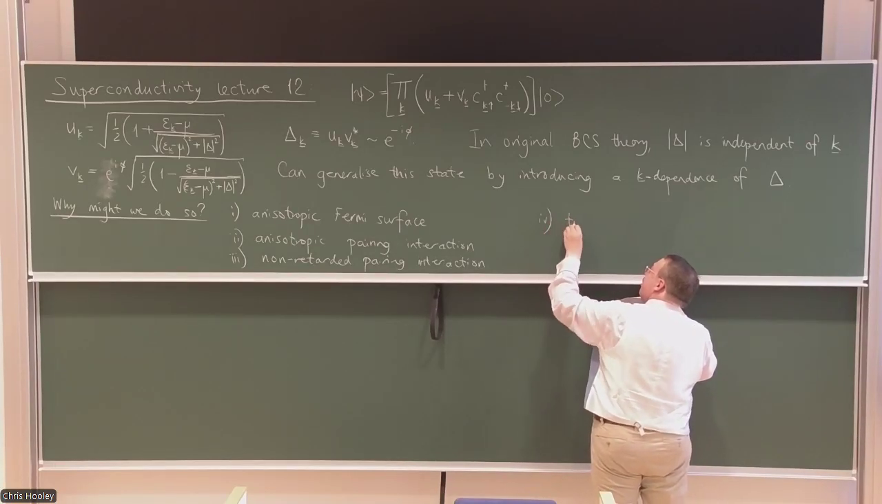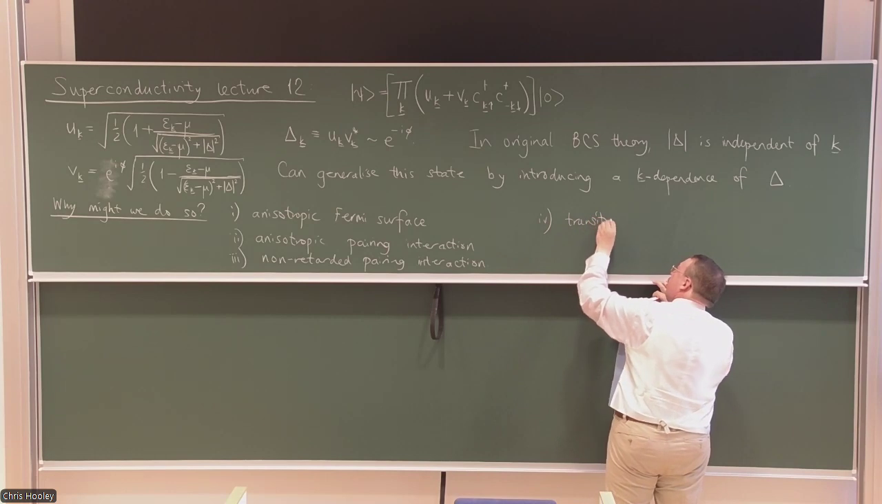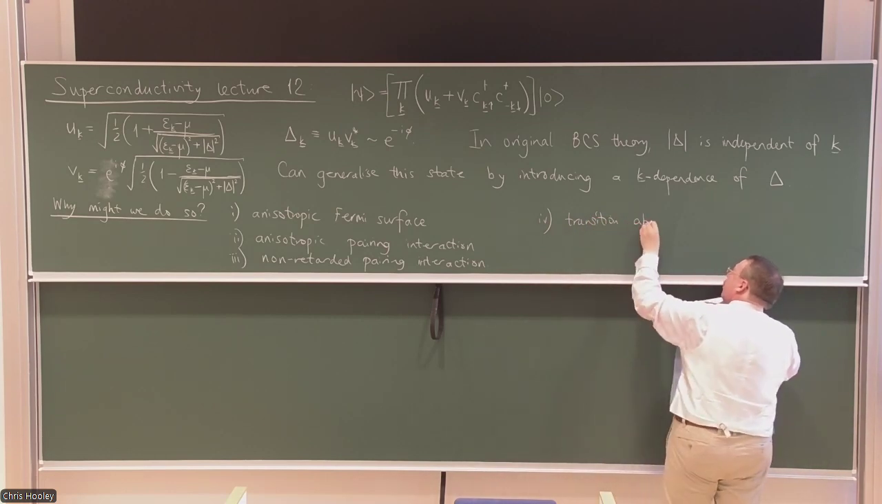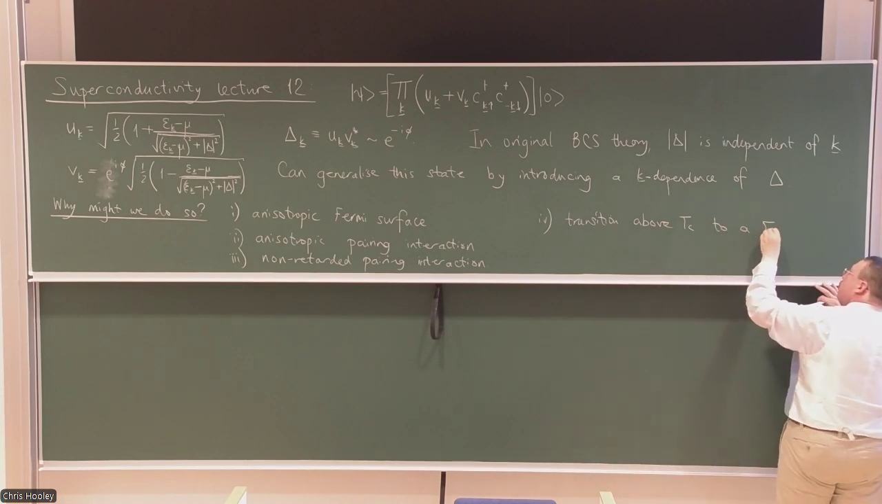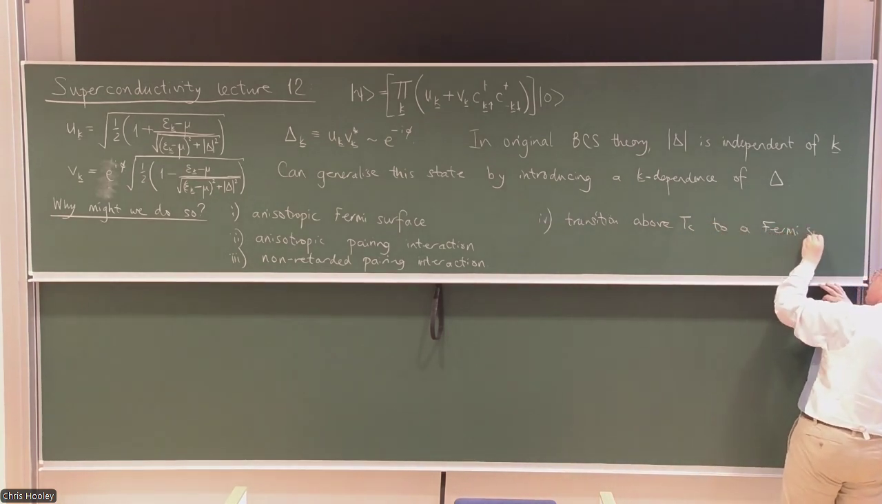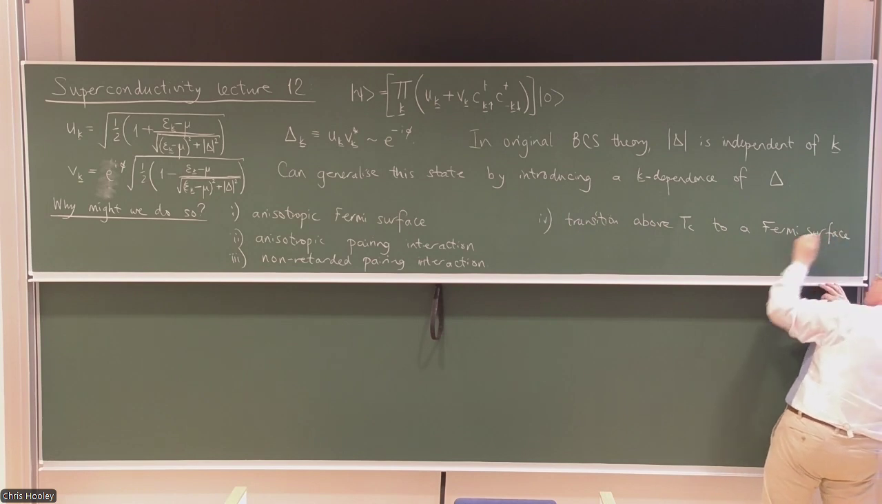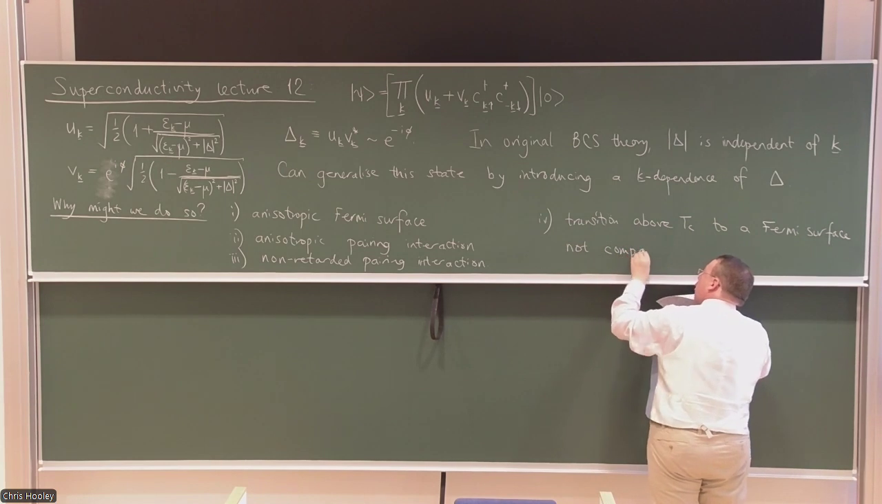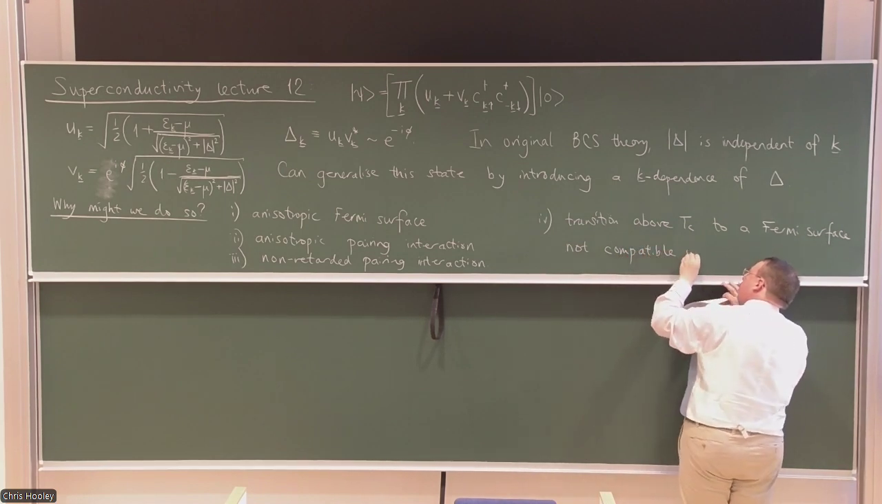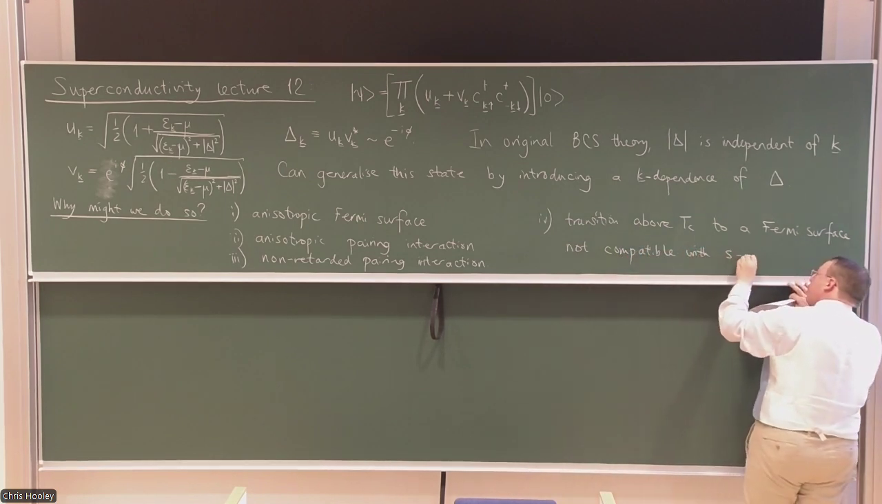So, a transition above TC to a Fermi surface not compatible with that wave.